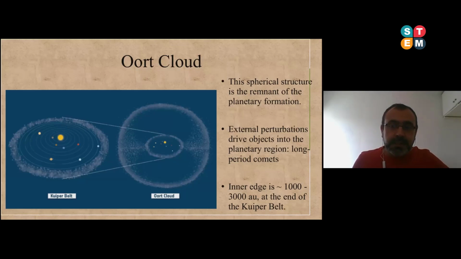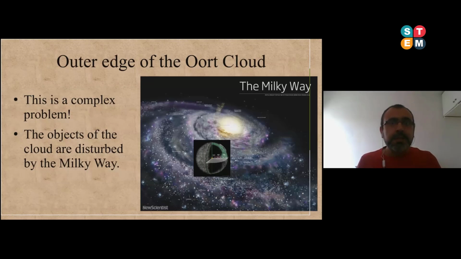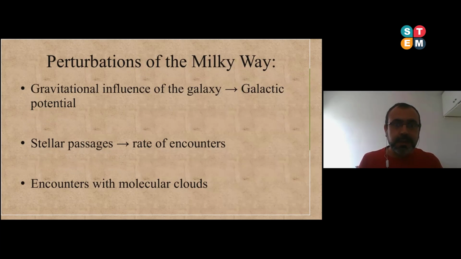The inner edge of this structure is between 1,000 and 3,000 astronomical units, and this structure is probably the continuation of the Kuiper belt. However, the outer edge of the Oort cloud is a more complex problem, because in this case the cloud is like an edge between two systems, the solar system and the galaxy. And the Milky Way disturbs the objects of the cloud in several ways, for example by the gravitational potential or by stellar passages.